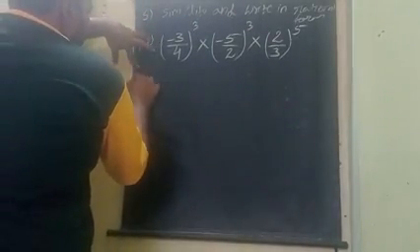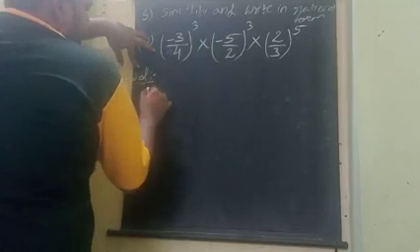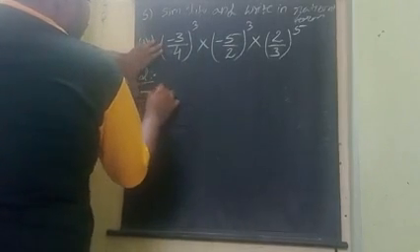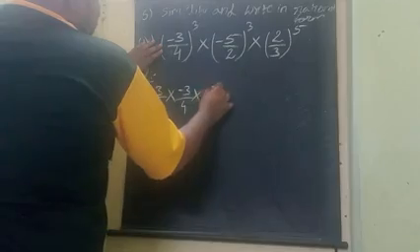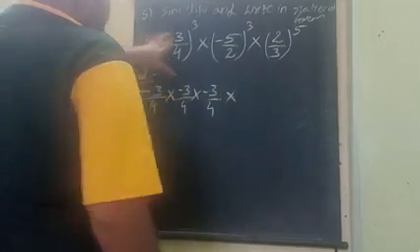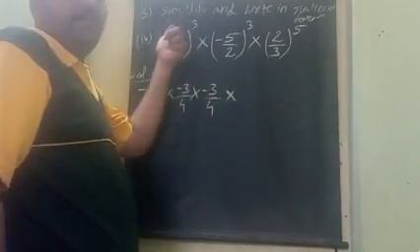So the solution for this sum: expanding, -3/4 × -3/4 × -3/4, this -3/4 repeated 3 times. Why? Because the power given is 3.